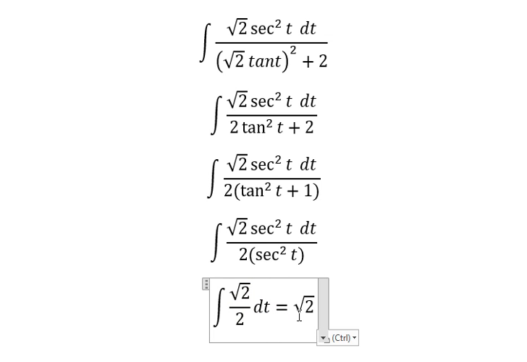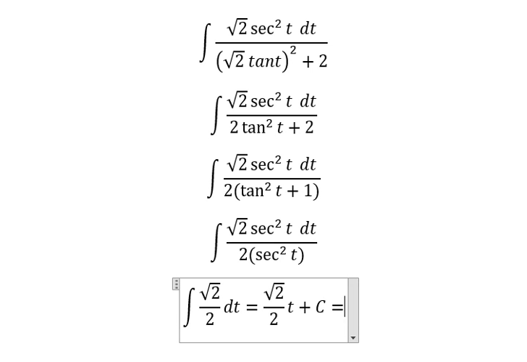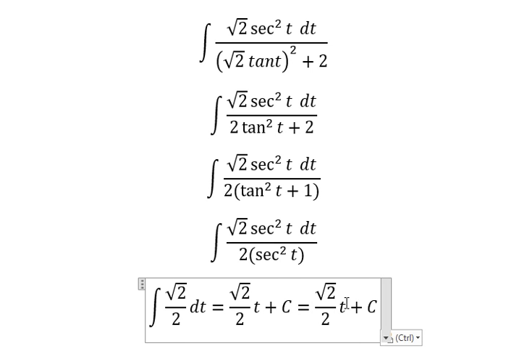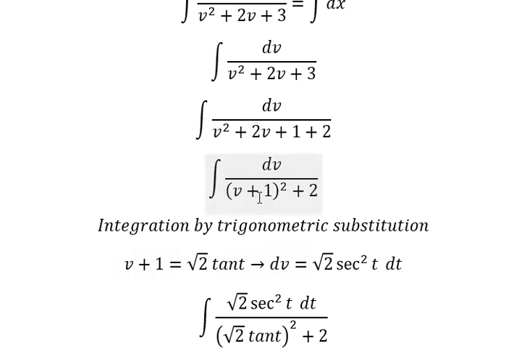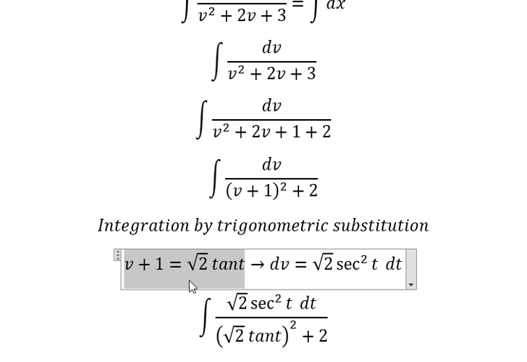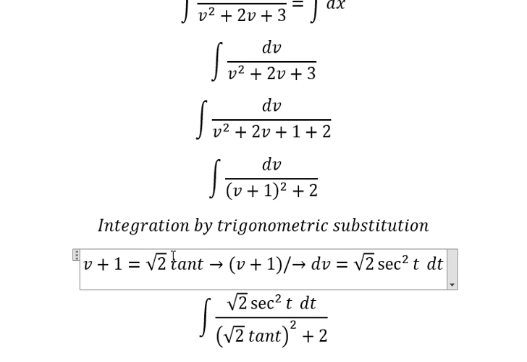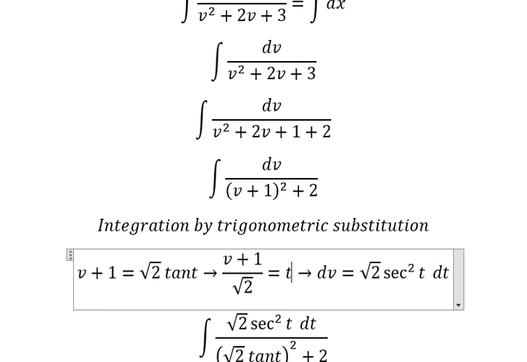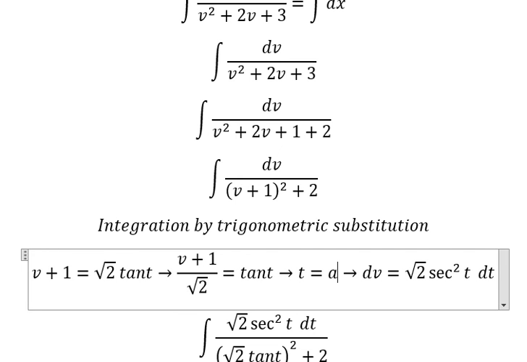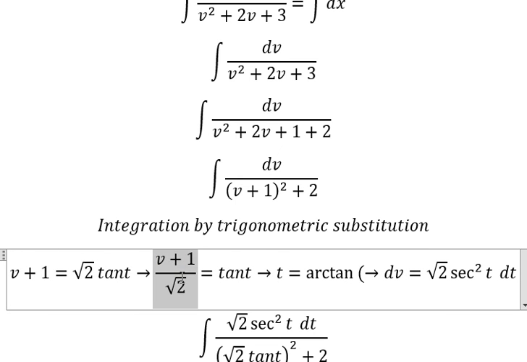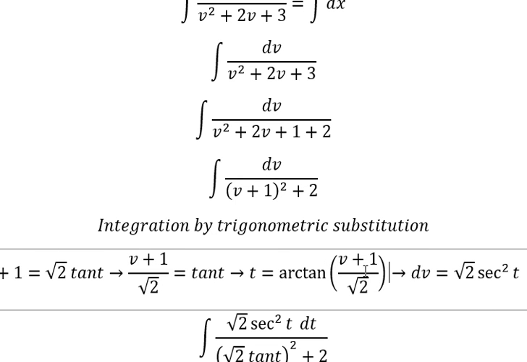So this one we have the square root of number 2 over 2, and we have t, and we put about c. About t, that's about this one. So we need to divide both sides by the square root of number 2. And we have t equal to arc tan of this one. So we need to change this one for t.